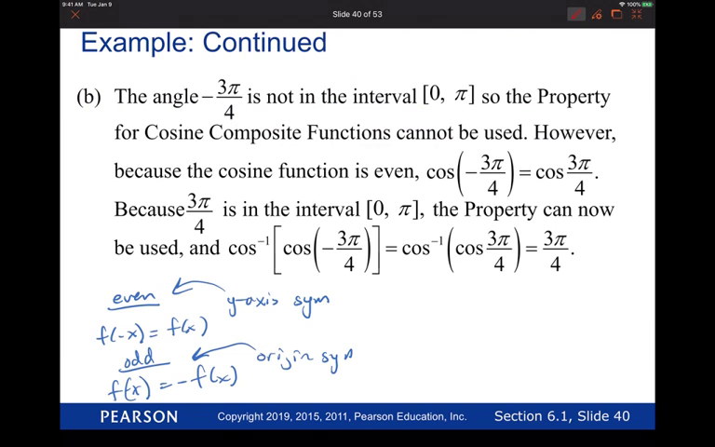Okay, there should be questions on that one. I know that one was a little bit of a trick. You'd have to be aware of even and odd properties of functions. Even means that it has y-axis symmetry. The definition of a function being even means f of a negative is the same as f of the positive. So when we do cosine of negative 3 pi over 4, that's the same as cosine of the positive, then we can proceed. I know that was a little back and forth. We just have to do the best we can.